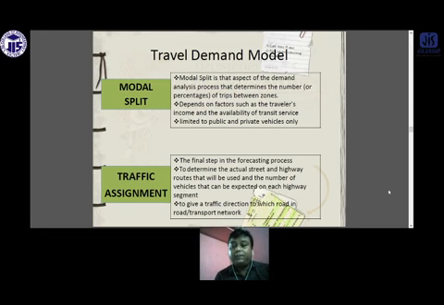Next is the trip assignment. It is the final step in the forecasting process. In this, we determine the actual street and highway route that will be used, and the number of vehicles that can be expected on the highway segment, to give the traffic direction to which road in the road and transport network.